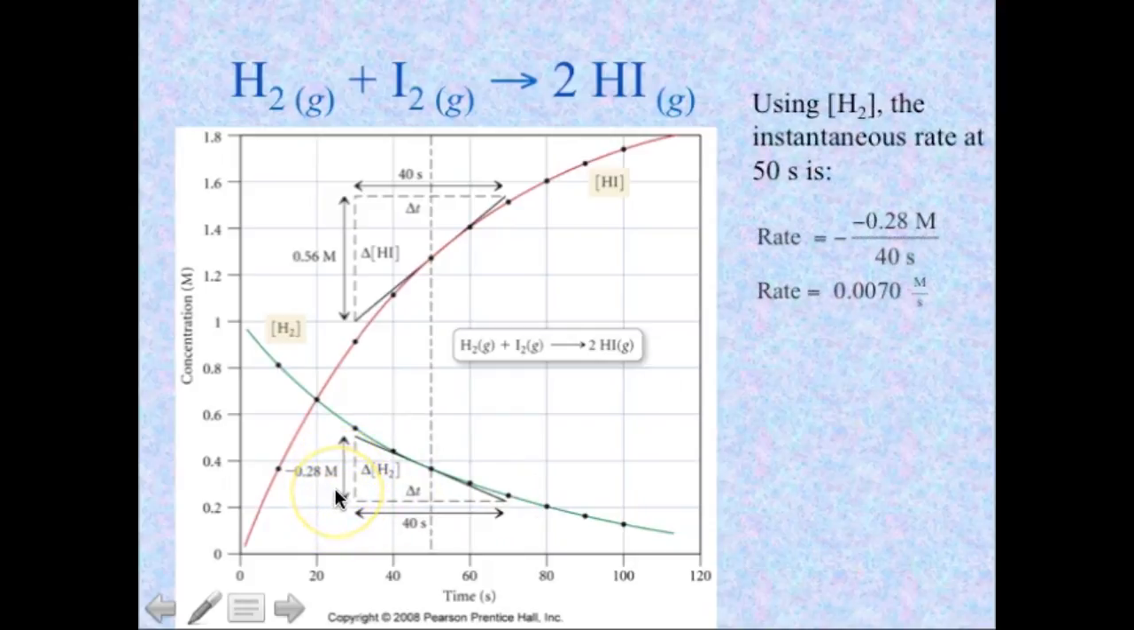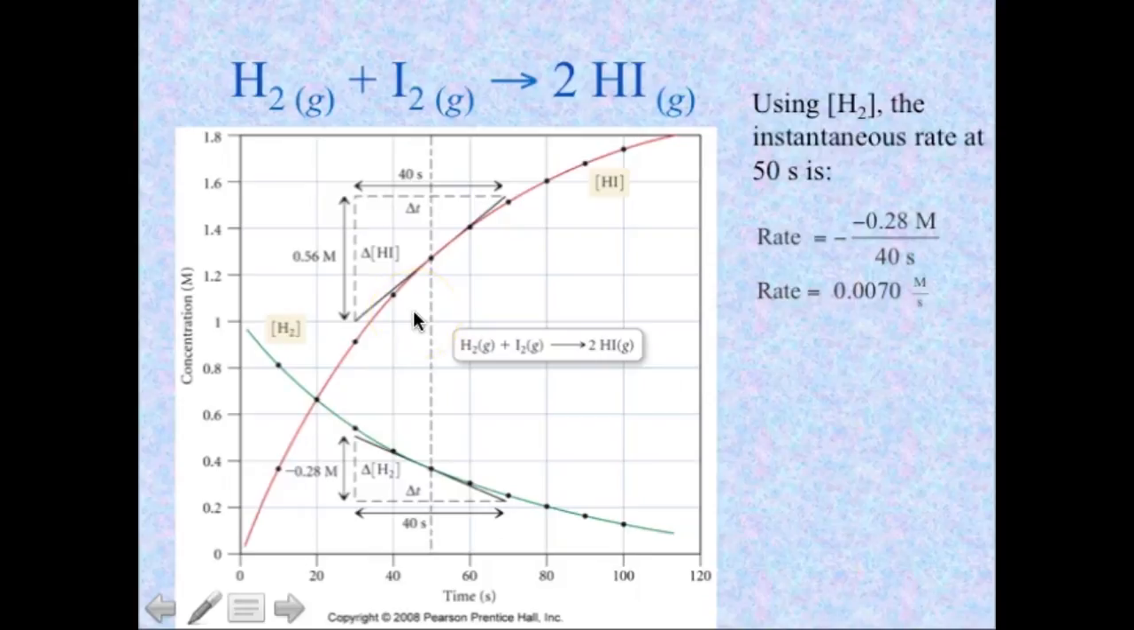We calculate it on the basis of final minus initial. So if we take the final point minus the initial point, we'll have a rise of minus 0.28 molar. And of course that's going to be corrected by a negative sign in front of that to make sure the rate is positive. And it'll be divided by 40 seconds, which is the run for this calculation of slope. So the rate will be equal to 0.007 molar per second.